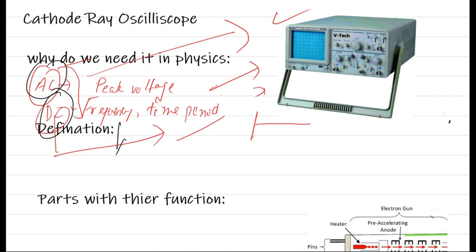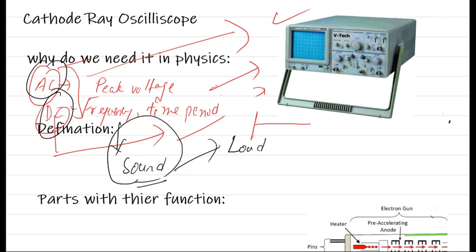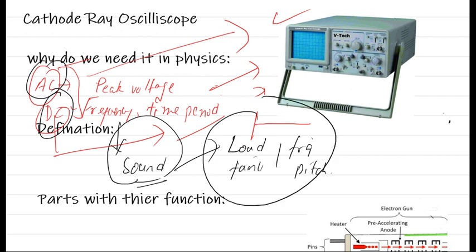And one thing more, that is the sound. We very frequently use CRO to analyze the different properties of sound. Sound is loud, or it is faint. What is its frequency, pitch, time period, etc.? So also we need the device, that is the CRO. But how can we analyze all these properties of the sound?